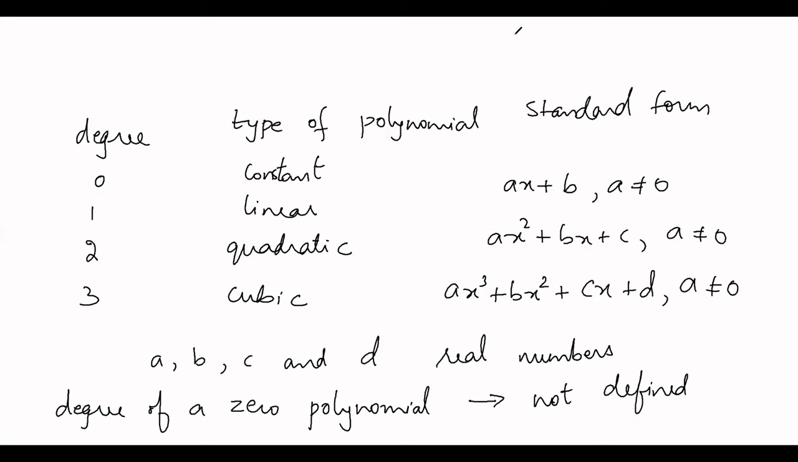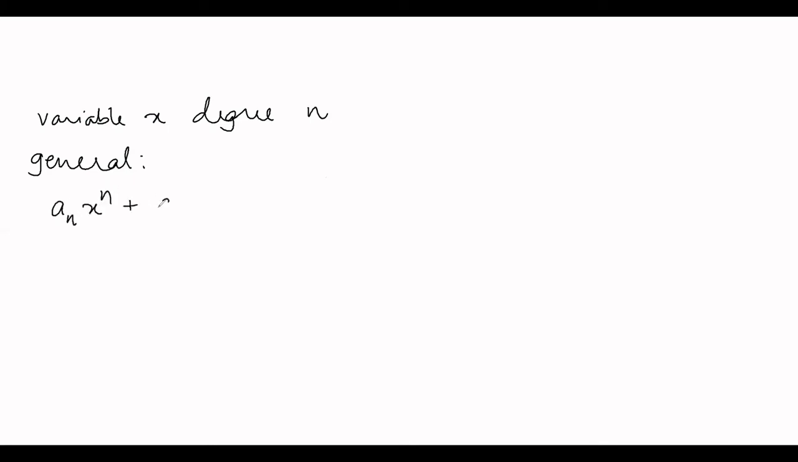So with this background, now let us understand the general expression for a polynomial in variable x. Say the variable is x and the degree is n. Then the general expression for the polynomial is given by a n x power n plus a n minus 1 x power n minus 1 plus so on plus a1x plus a naught.